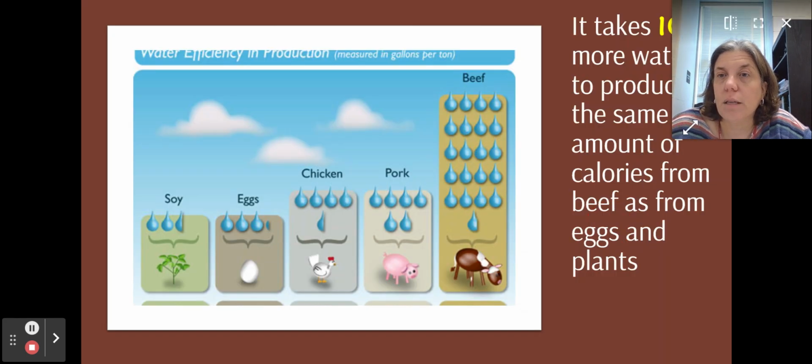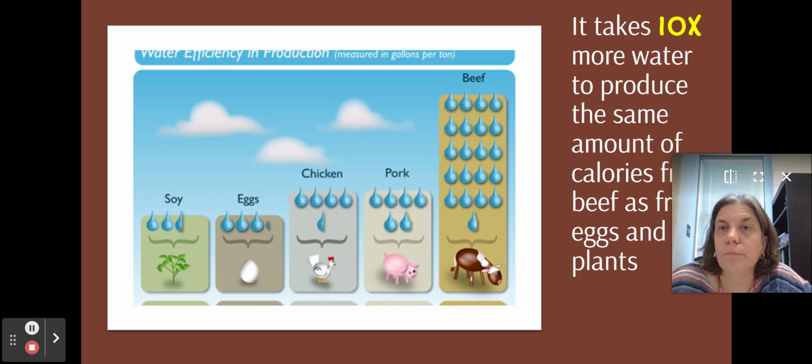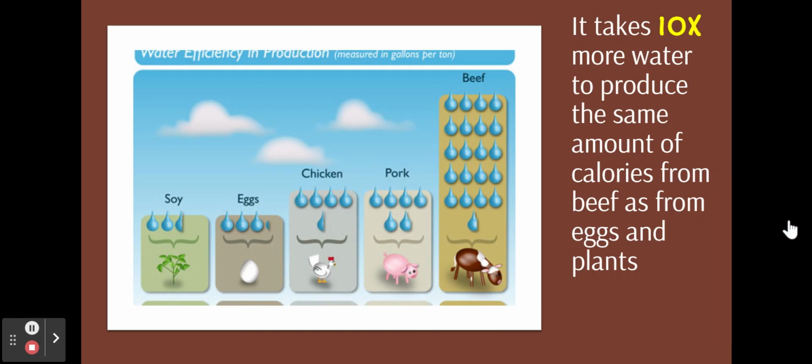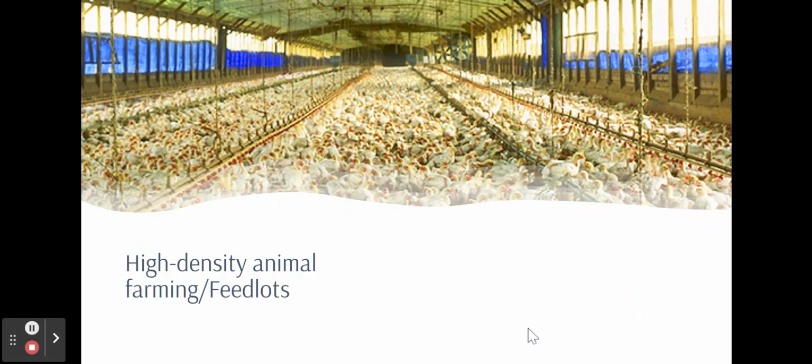Now, if we take a look at this, this is going to tell you how much water it takes to produce the same amount of calories from beef as from eggs and plants. So it takes a whole lot more water to produce beef than it does even pork or chicken, but also way more than soy or eggs. So it's just very resource intensive to produce food from animals.